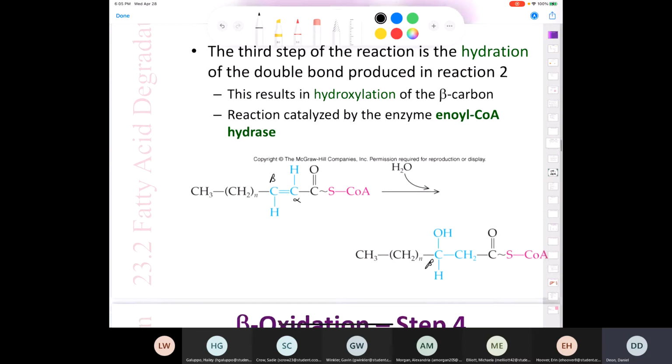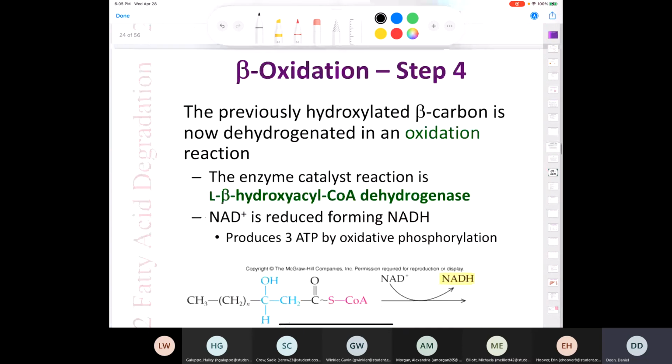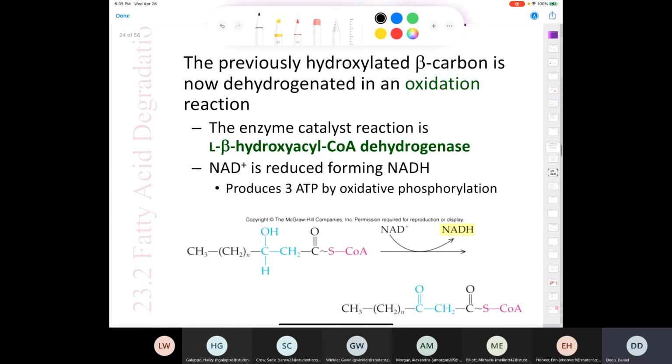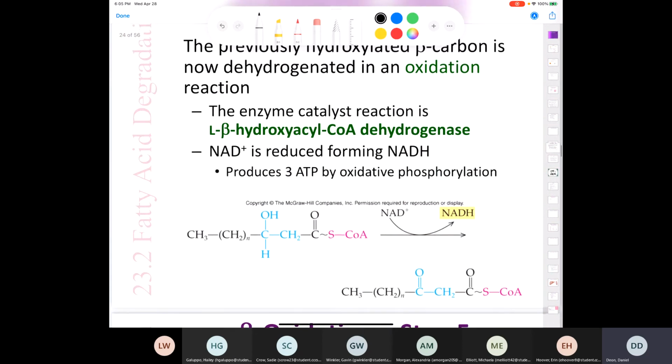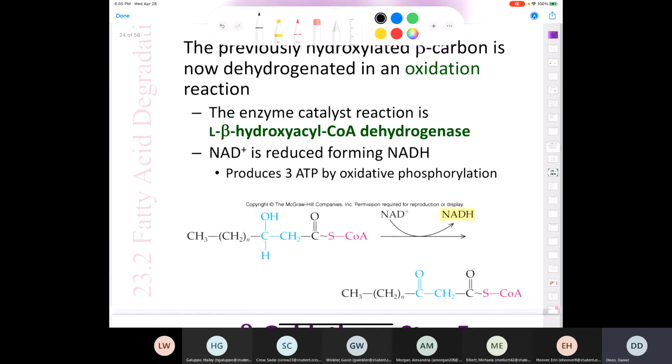I'm not going to ask you about that. It's just a hydration reaction, nothing more than that. Okay, so now you've got that hydroxylated beta carbon. It gets dehydrogenated, or you can see that it's getting oxidized, isn't it? You see you have what looks like an alcohol being oxidized to a ketone.